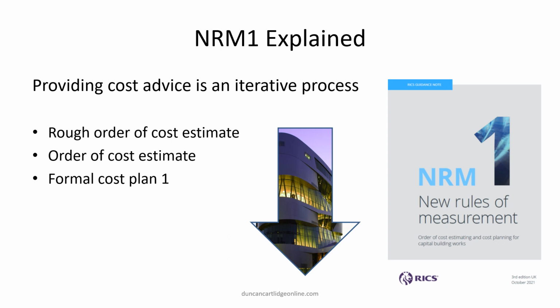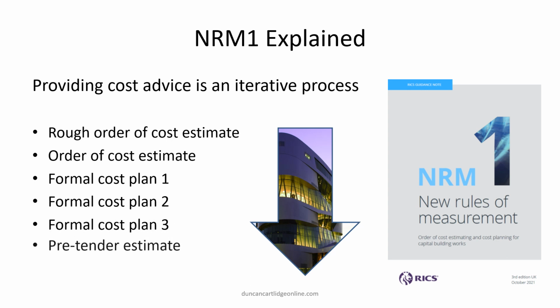Note the first item, rough order of cost estimate. This was added into the third edition, released in 2021, with little explanation of what exactly rough means, although it appears that it should be used to compare various options or alternatives.